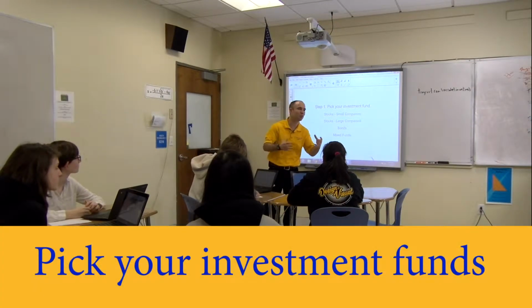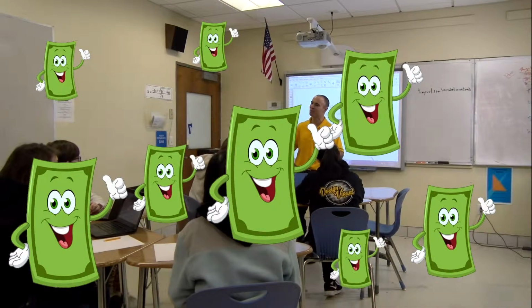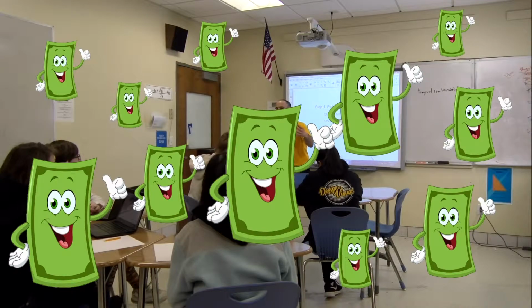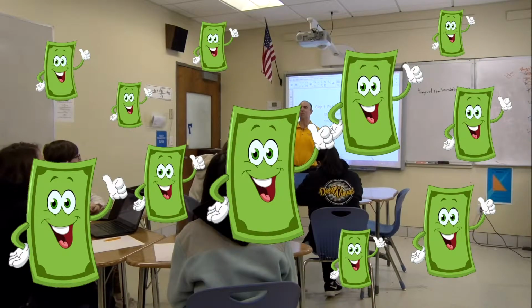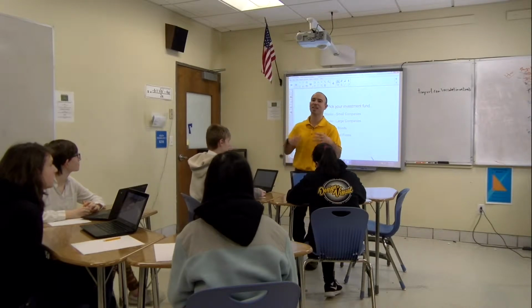So the first thing we're going to do is pick a way that you would like to invest your money. We're imagining that we have $10,000 that maybe we inherited, maybe we earned. It doesn't matter. We've got $10,000 to work with here, and we are deciding how we want to invest that $10,000.